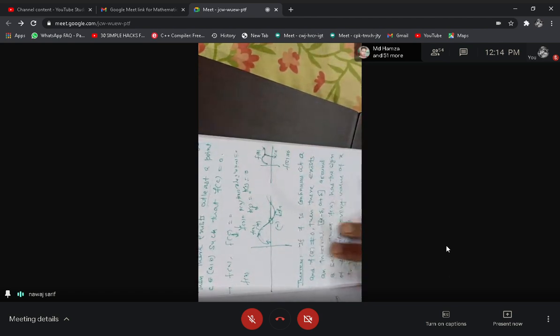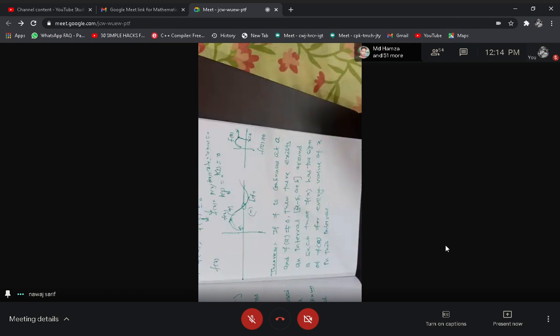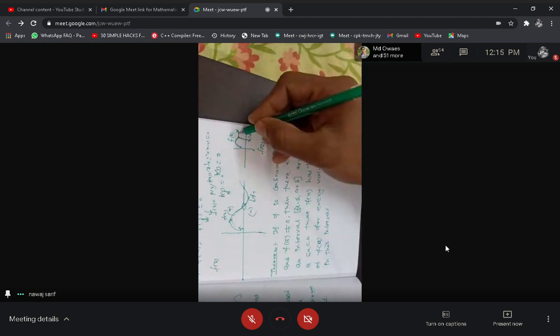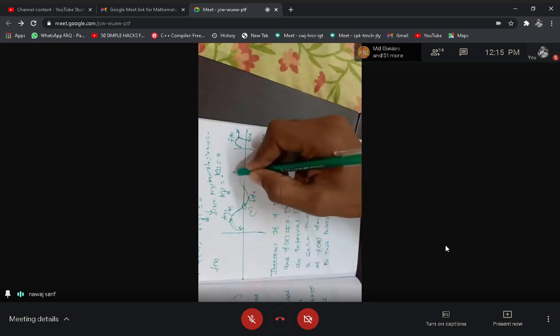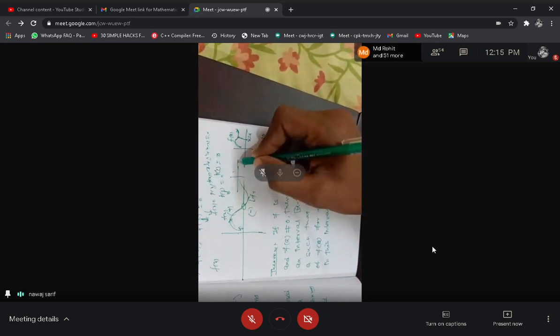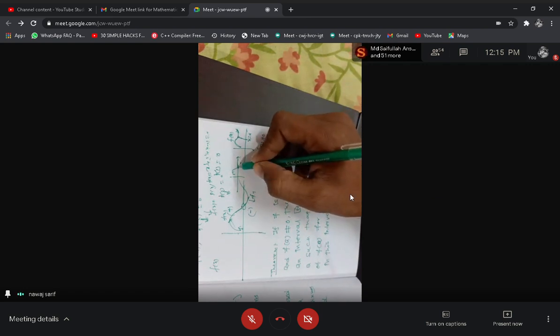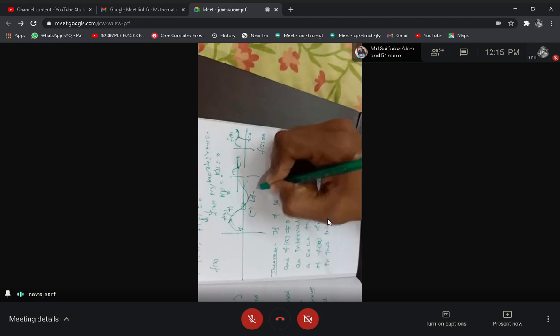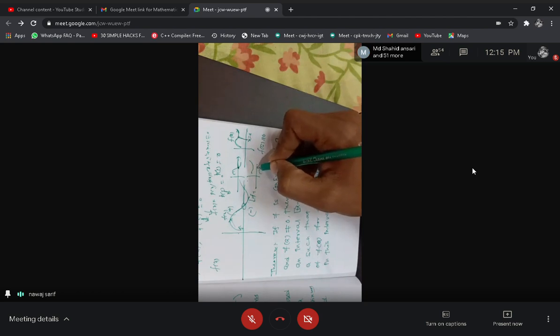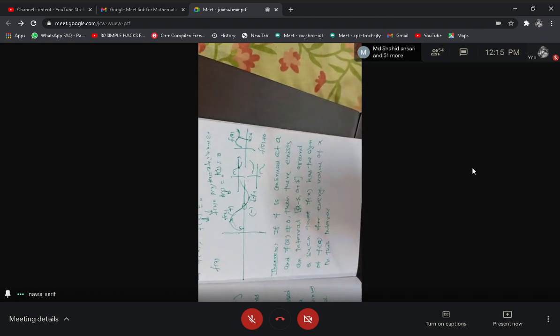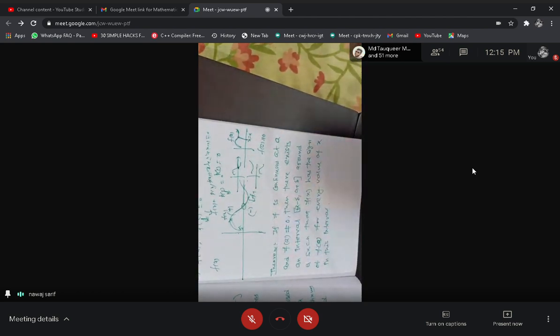So f(a) not equal to 0 means what? f(a) is non-zero. If f(a) were 0, this would cut the x-axis at x equal to a, but f(a) is non-zero, that means either this function is above the axis or below the axis, but never cuts the axis at x equal to a. This is the meaning of f(a) not equal to 0.